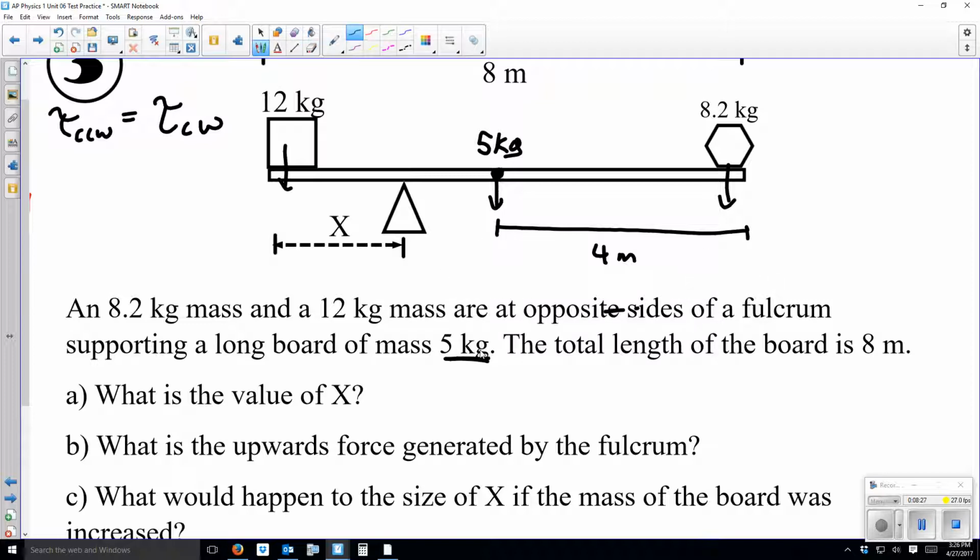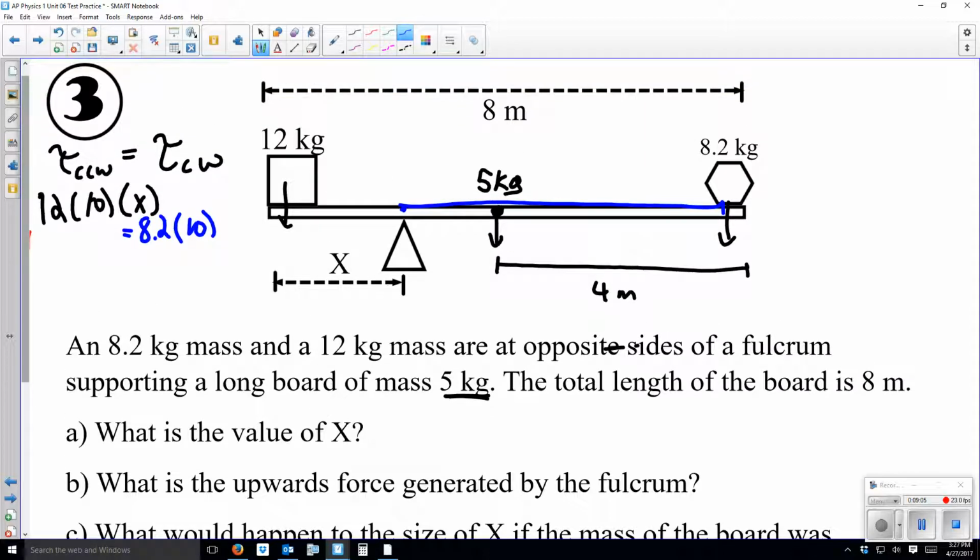I'm sorry, vice versa. So I've got the 12 times 10, so that's the mg, and then the distance, that is x, and that is equal to that. And then those will be equal to the 8.2 times 10. And the distance away from this fulcrum, the distance from that center of rotation there, is going to be total distance minus x. So it will be 8 minus x here.